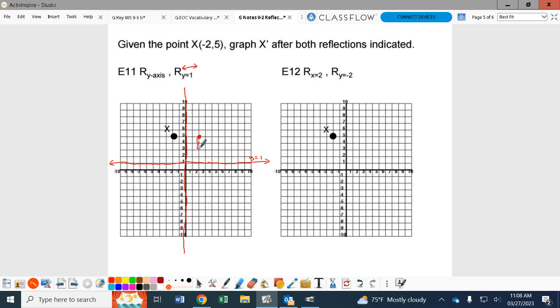1, 2, 3, 4. 4. And if it's 4 away, we're going to go 4 more below there. 1, 2, 3, 4. That is my new point. That is what we call x prime. We need to know what ordered pair that is. Should be 2, -3, right? Check and see.